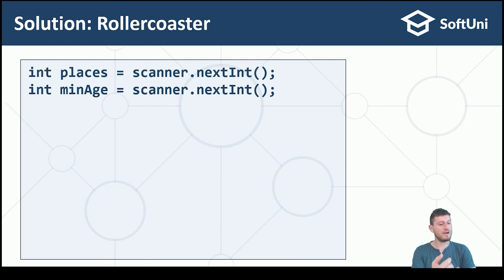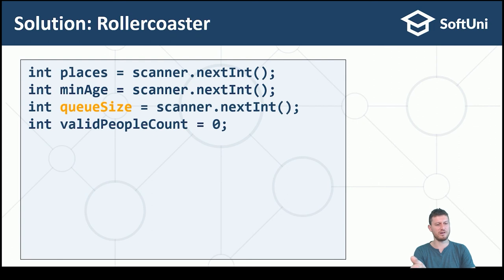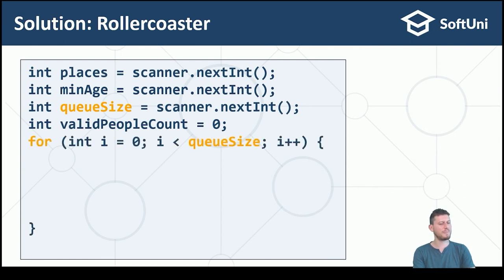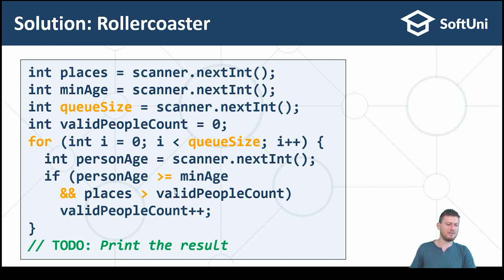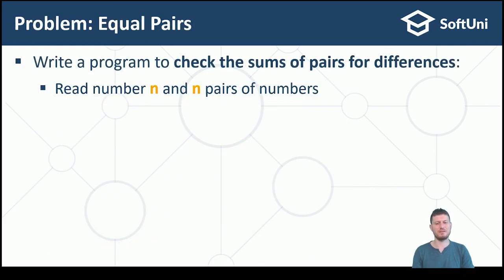of this lesson. So I read the places and I read the minimal age restriction. I read the queue size, this n, how many people are on the queue, and I count the valid people. The valid people count as that I read the person age, and if it is bigger than or equal to the minimum age, and I still have places in the roller coaster, I count that this person will take one of the seats. And finally, I print the result. If the places are equal to the valid people, in this case, the roller coaster will depart, otherwise it will wait. So this is a valid solution. Okay, this was one of the problems.